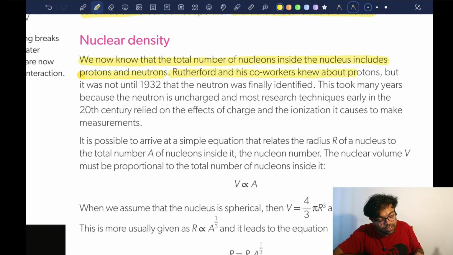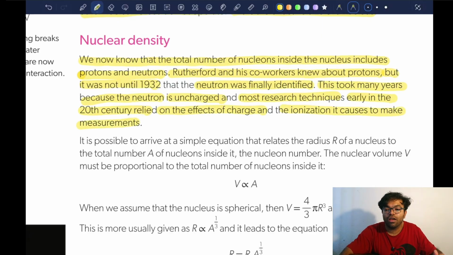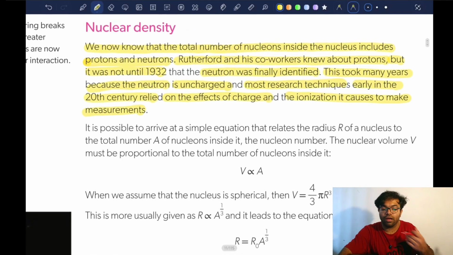Rutherford and his co-workers knew about protons, but it was not until 1932 that neutrons were finally identified. This took many years because the neutron is uncharged, and most research techniques early in the 20th century relied on the effects of charge and the ionization it caused to make measurements. They were only able to make measurements of charged particles because that was the constraint at that time.